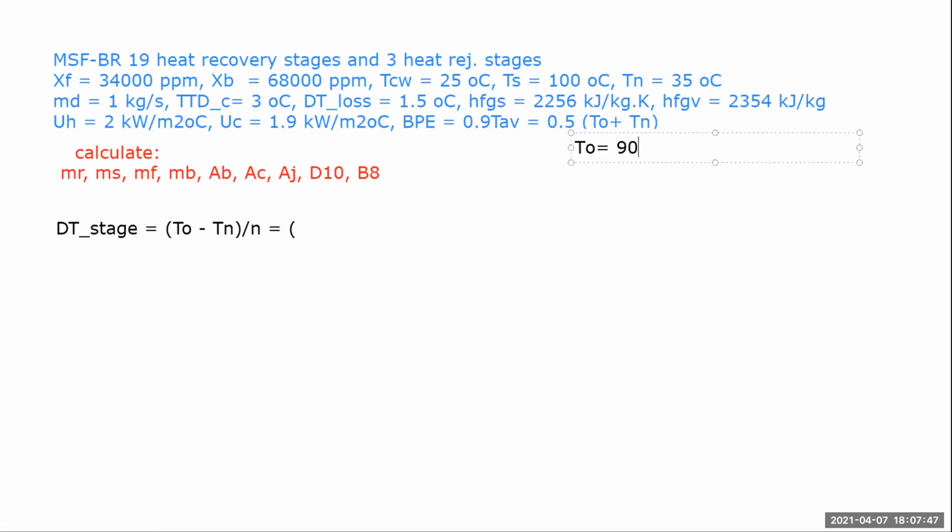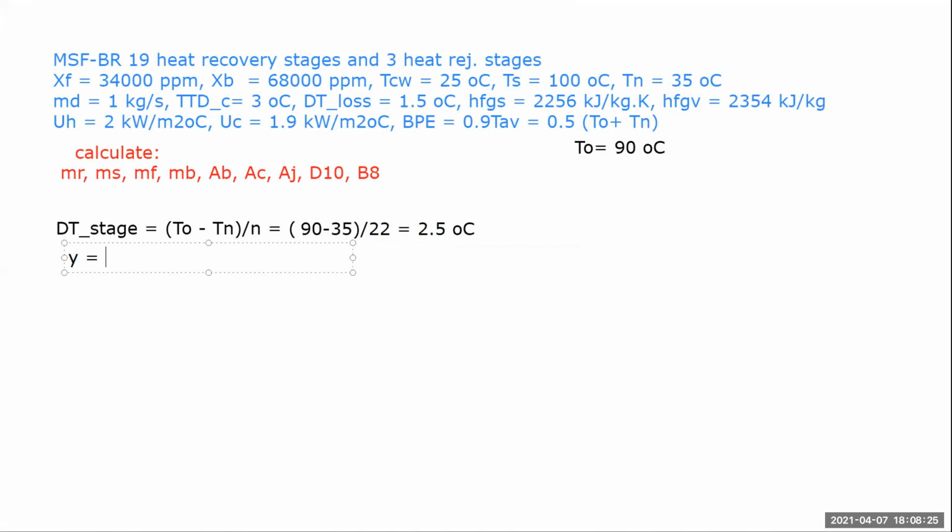T naught is 90 degrees centigrade. So this is going to be 90 minus 35 divided by n. What's the value of n? We have 19 plus 3, we have 22 stages. So the delta T as 2.5 degrees centigrade has been calculated here. And we need this value. We need the delta T. Why? Because we need y.